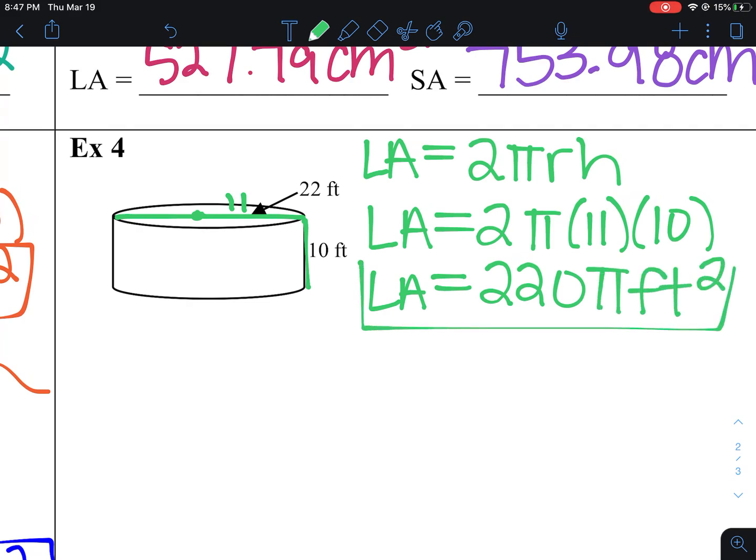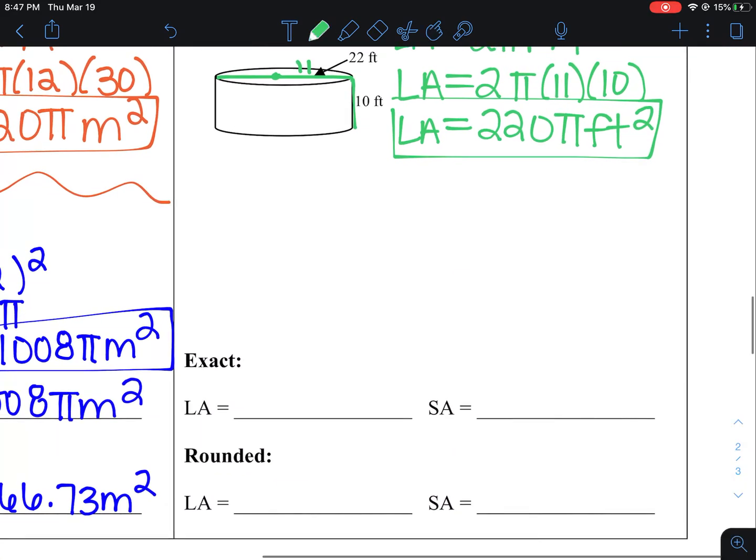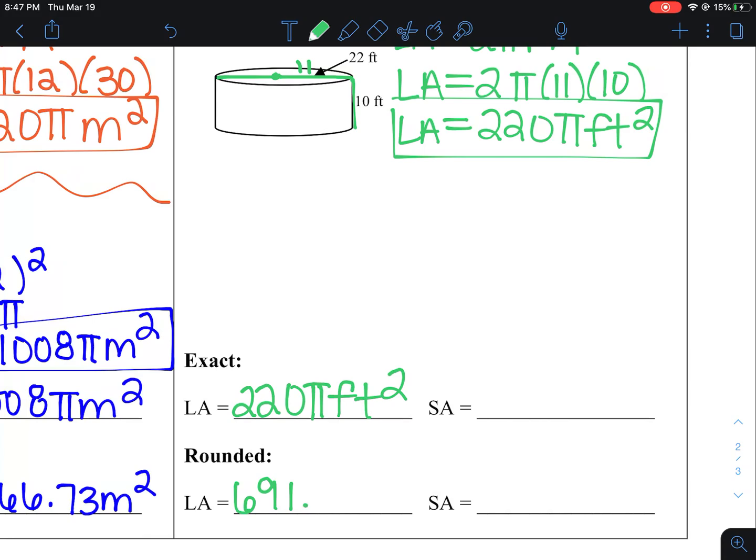This one's feet squared. 220 pi feet squared. So let's put that down here for the exact. And then for the rounded, 220 pi is 691.15 feet squared.